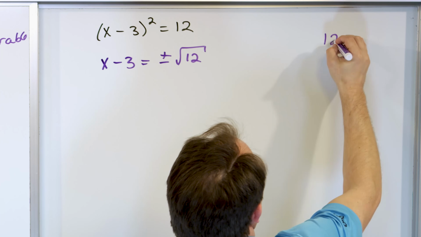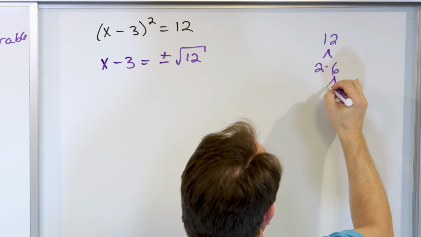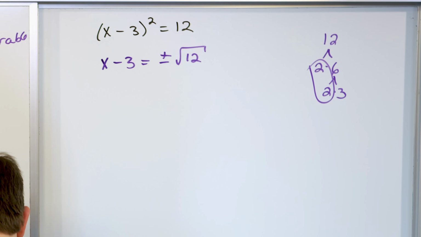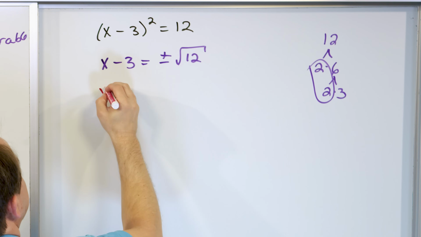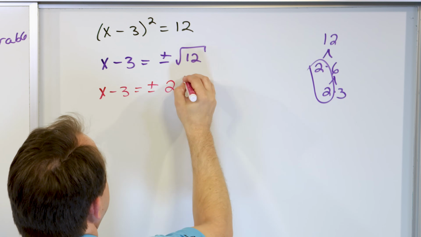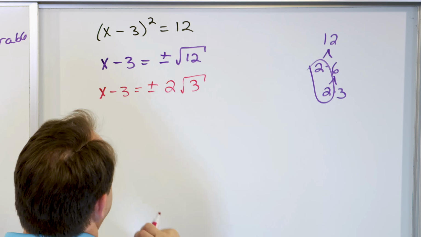And you go over here and double check yourself. That's going to be 2 times 6. This is going to be 2 times 3. Here's your pair right here. And so what you have is x minus 3 equals plus or minus the 2 comes out, and the square root of 3, which is left over, remains.